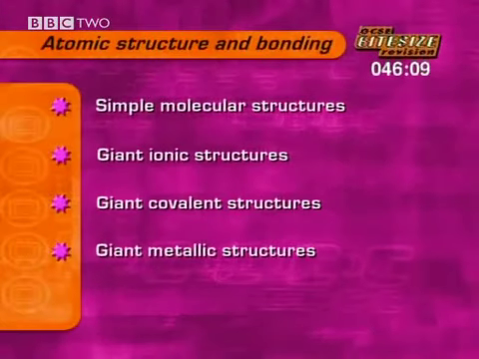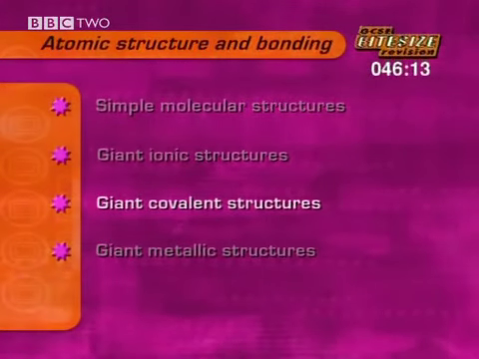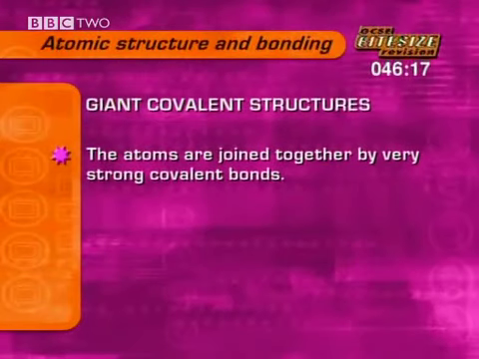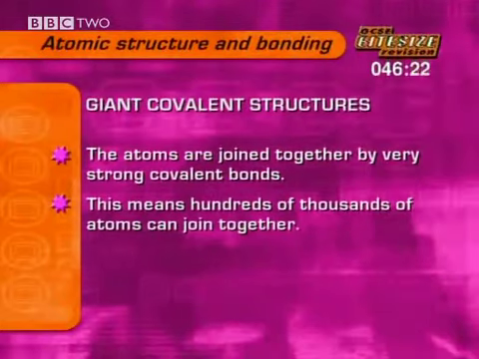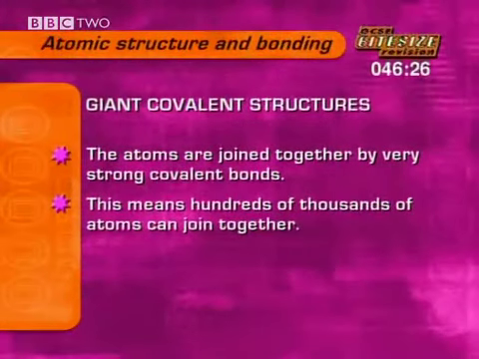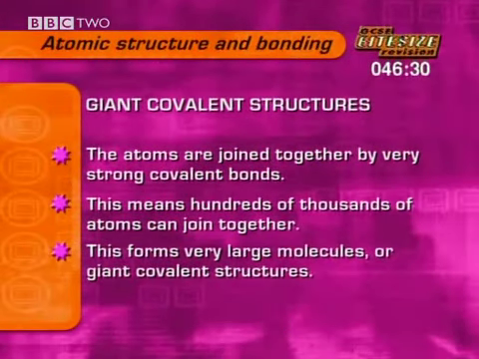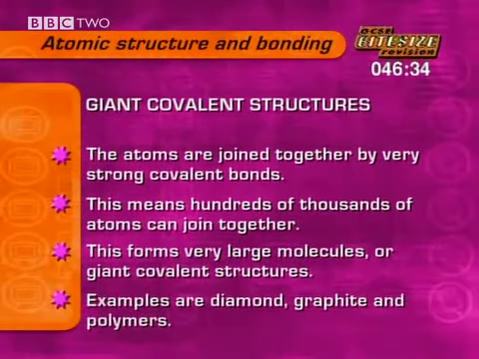Next, giant covalent structures. In covalent structures, the atoms are joined together by very strong covalent bonds. Because of this, hundreds of thousands of atoms can join together to form very large molecules, or giant covalent structures. Examples include diamonds, graphite, and polymers like polythene.